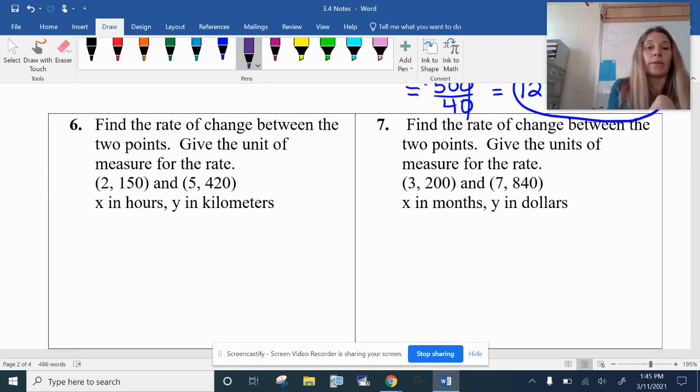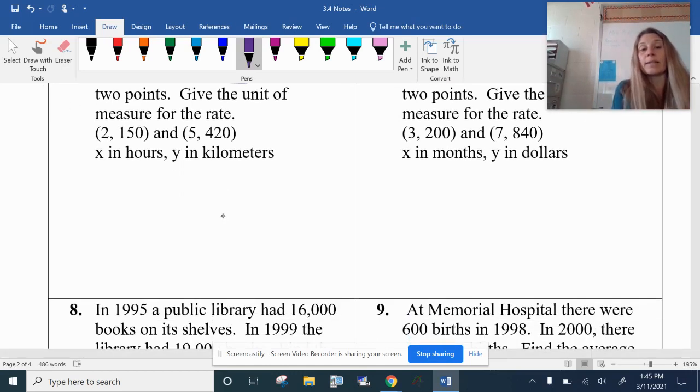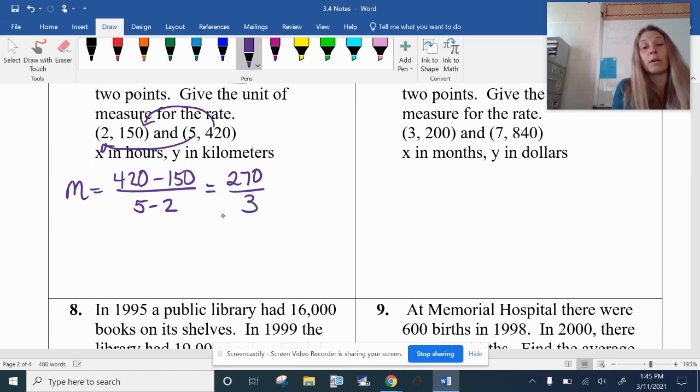All right, number 6, find the rate of change between the 2 points. So they're already setting them up as ordered pairs for us this time. And then our units are given to us here. The X is in hours, the Y is in kilometers. Okay, so 420 minus 150, and then 5 minus 2, and I went from here to here. So we end up with 270 over 3, which works out to 90, and it's going to be the Y was kilometers, so that goes in the top, and hours goes on the bottom.